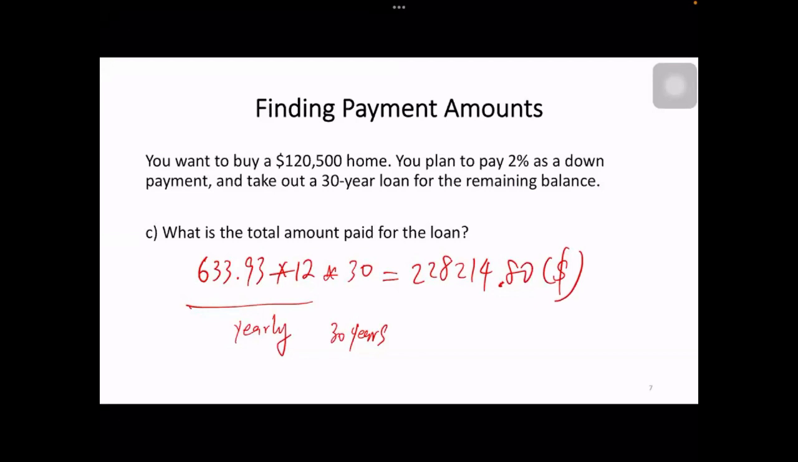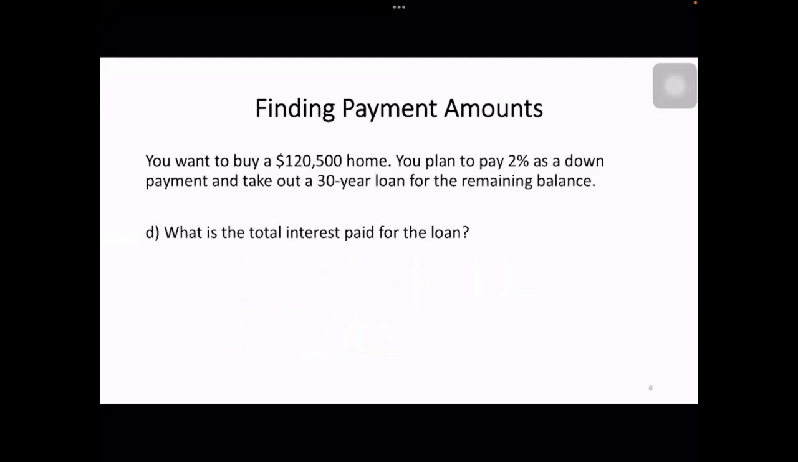Others? Yeah, I got the same thing. Okay, great. Put it in the chat box. Okay, next. Let's try the last one. What is the total interest paid for the loan? Your total paid for the loan is 228,214.80. Remember, what is the initial money you borrowed? Anything above that is the interest you pay, right? Does that make sense? Everybody do this calculation quickly, and then put your answer in the chat box. I just want to see how many can get it right. You can send it as a direct message so I can see it. Nobody else can see.